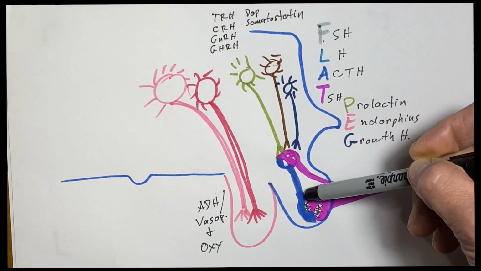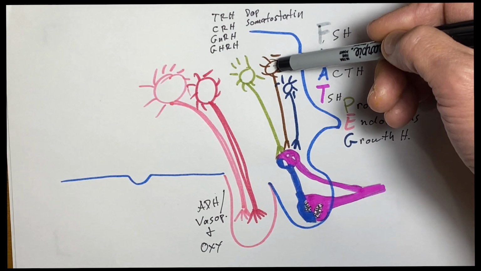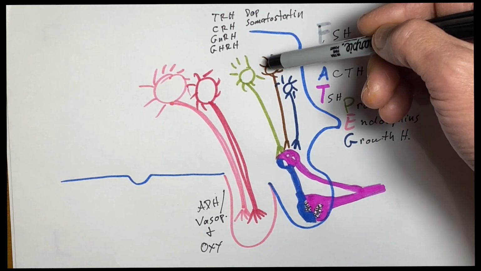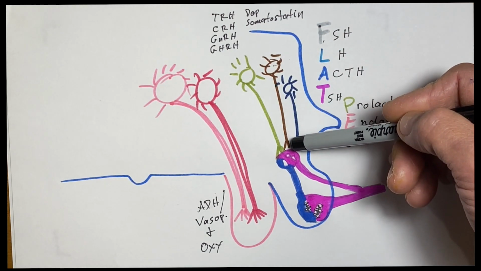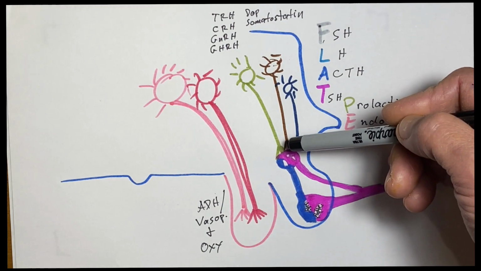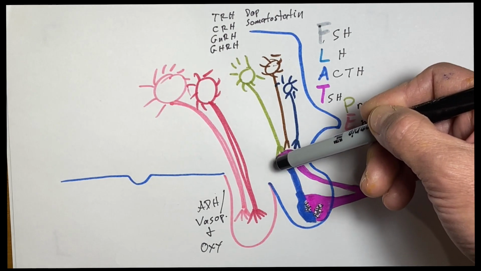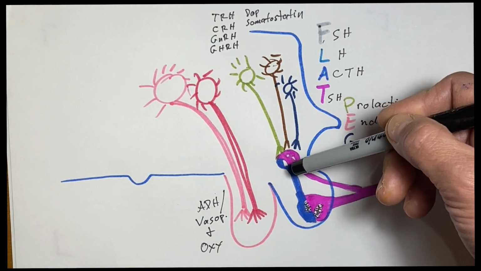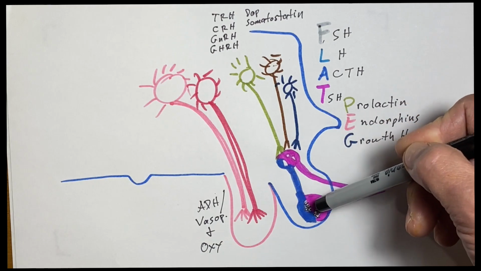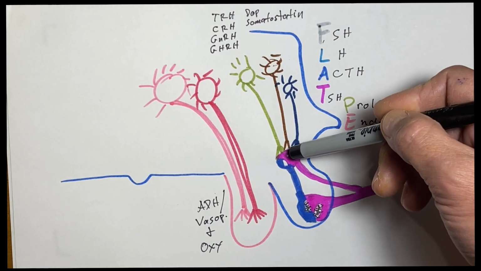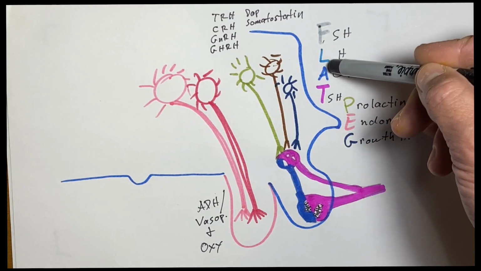For the anterior pituitary gland, the hypothalamus manufactures releasing hormones and sends them to the anterior pituitary. The anterior pituitary absorbs those releasing hormones into its own vascular supply, where it transports them to its cells that then manufacture and release the FLAT PEG hormones.